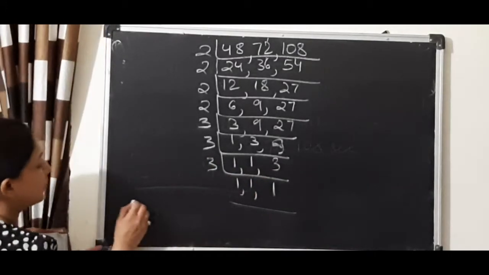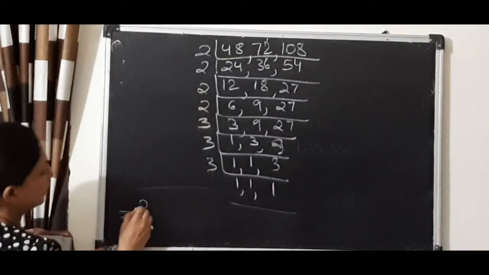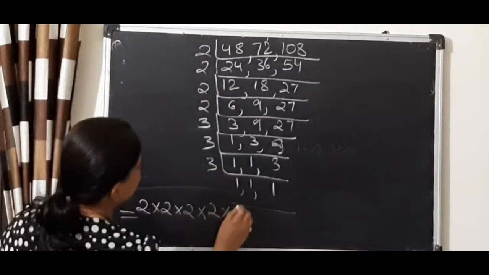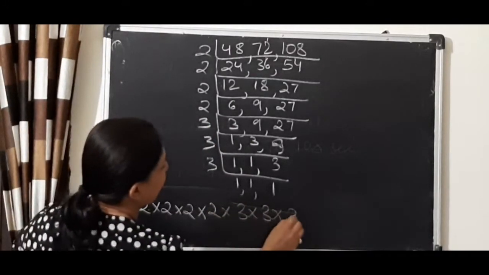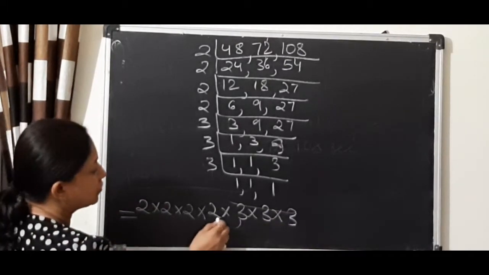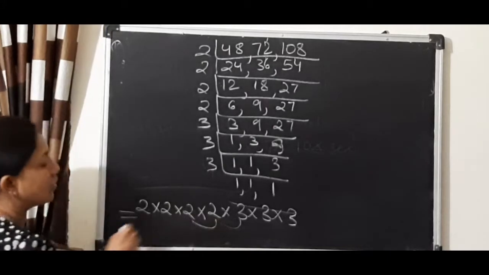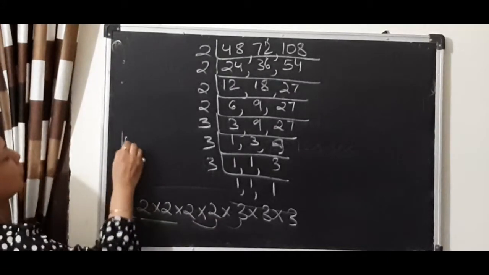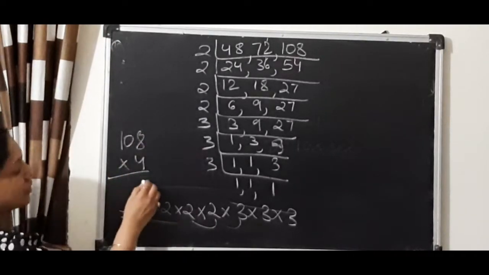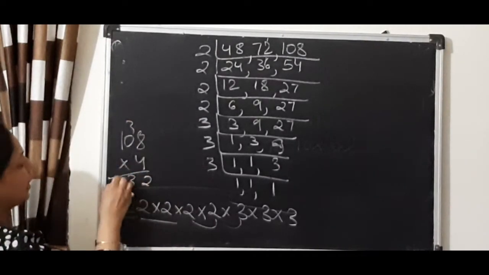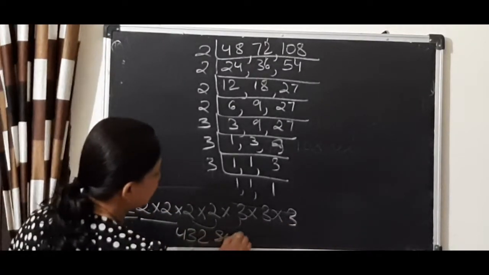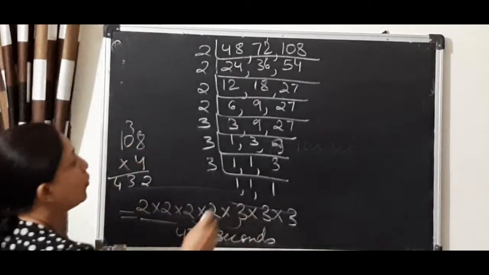So the LCM, what will be the answer? Write the factors: 2 into 2 into 2 into 2 into 3 into 3. Find out: 3 threes are 9, 9 threes are 27, 27 twos are 54, 54 twos are 108, and 108 multiplied by 4. I am taking it together. 4 eights are 32, carry 3, 0 and 3 makes 3, and 4. So what is the answer? Children, the answer is 432 seconds. Now, one more thing.